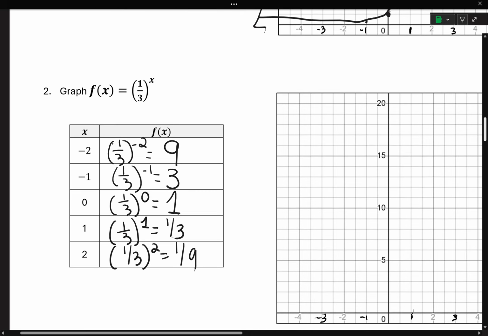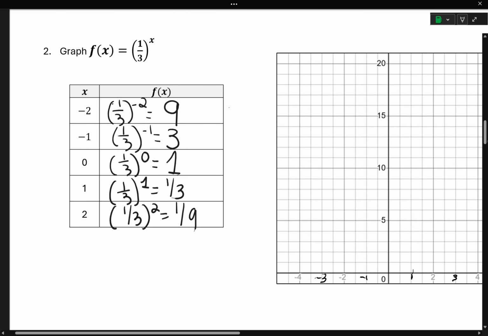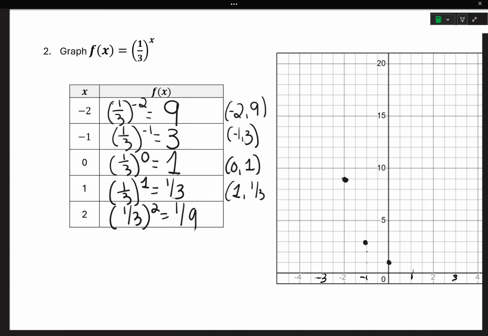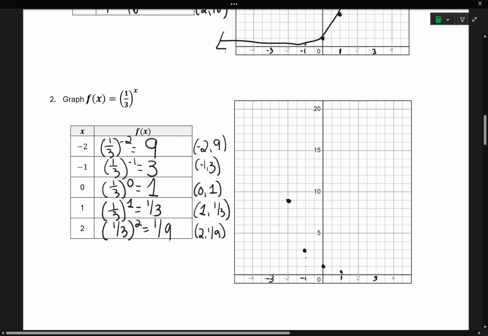Okay. Got negative 2, 9. Negative 1, 3. 0, 1. 1, 1/3. I feel like I can guesstimate that. But 2, 1/9, I'm not even going to try. I'm going to connect it and flatten it out.